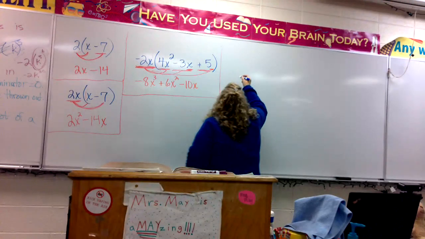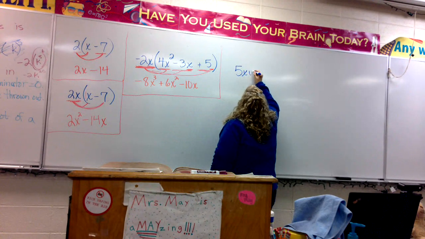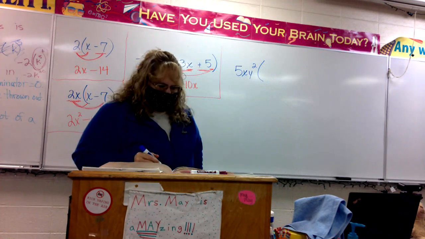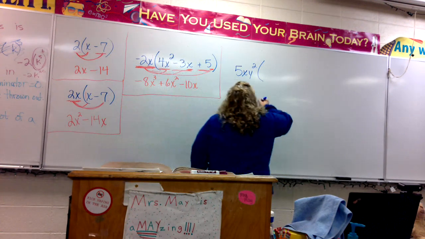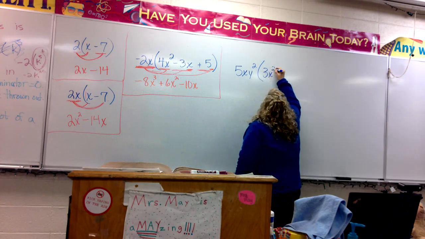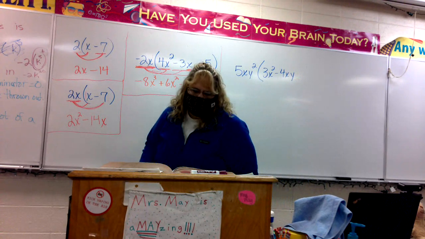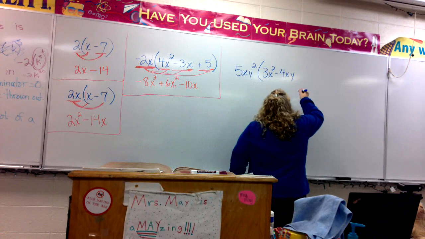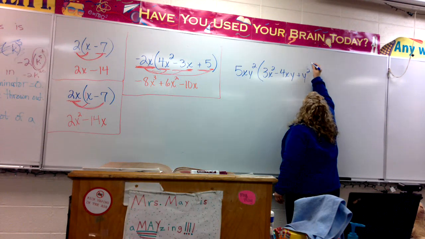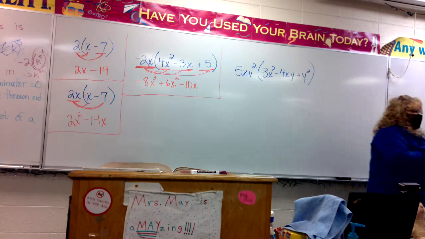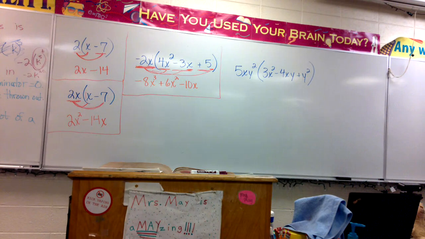Camden looks disappointed. I'm only going to do one more. 5x y squared. Ooh. 3x squared minus 4xy and plus y squared. Can you combine anything inside there? They're not like terms, right? Right? They're not like terms.